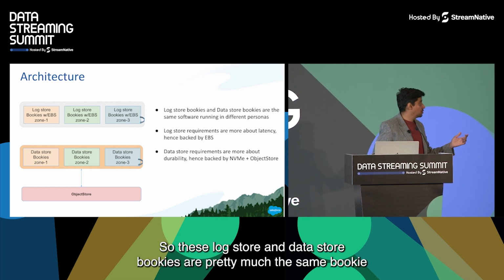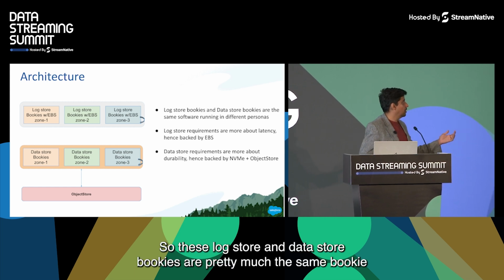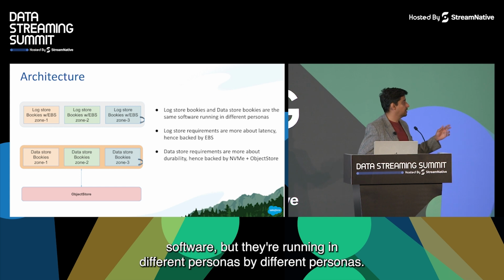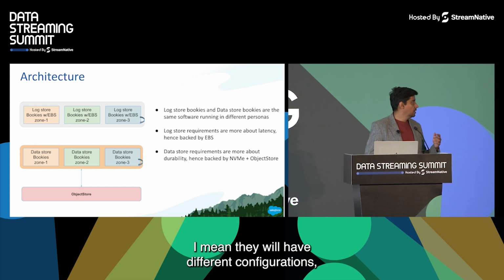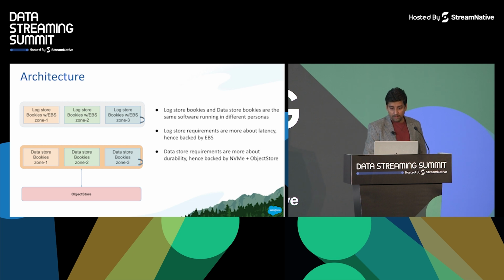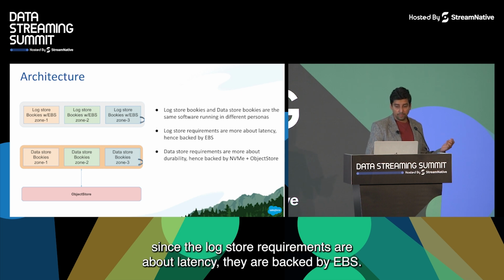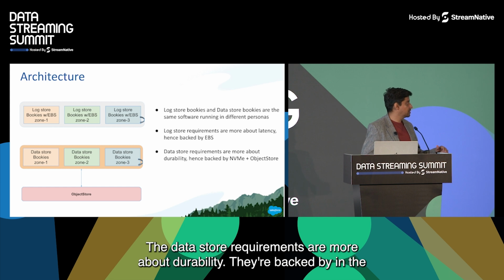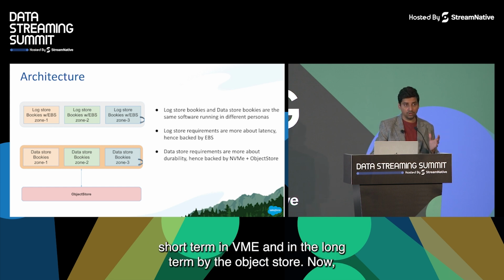These log store and data store bookies are pretty much the same bookie software, but they're running in different personas. By different personas, I mean they will have different configurations, they'll run different scrutinies, but essentially it's the same software, right? Since the log store requirements are about latency, they are backed by EBS. The data store requirements are more about durability. They're backed by NVMe in the short term, and in the long term, by the object store.